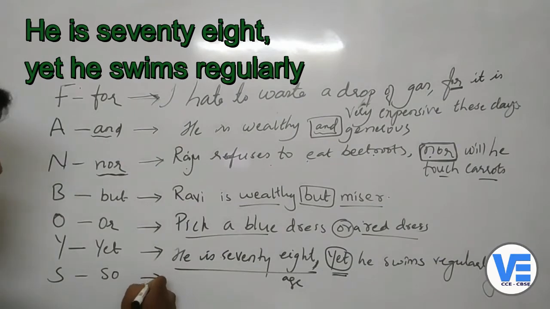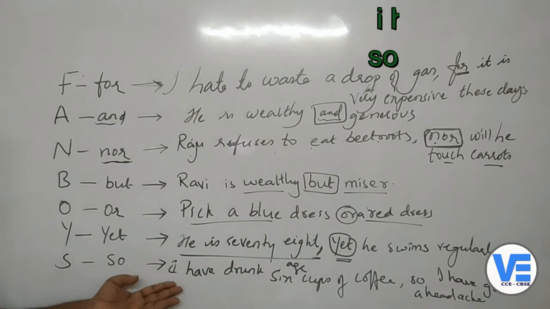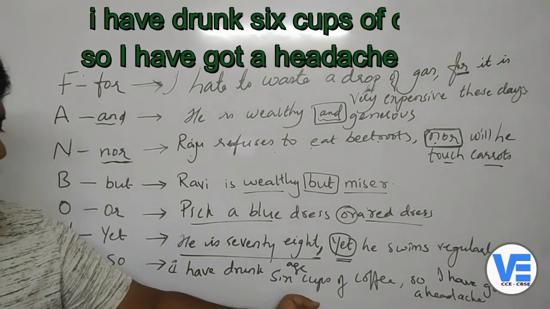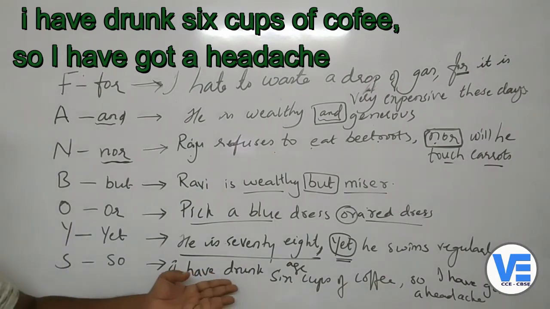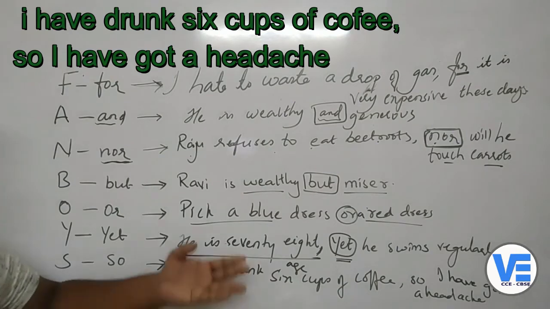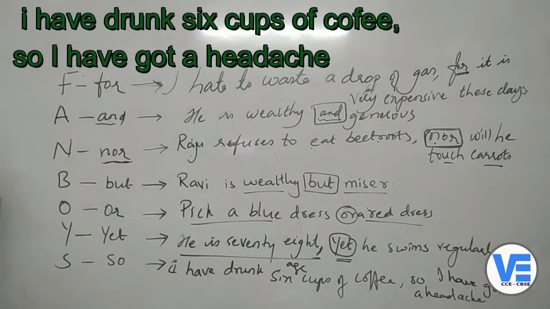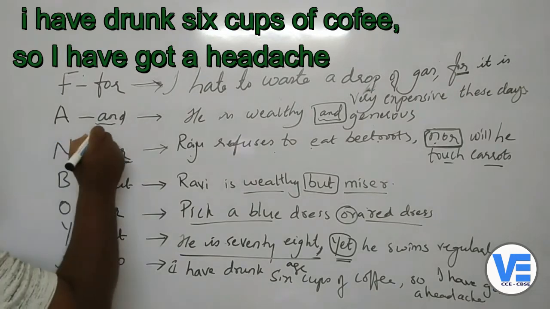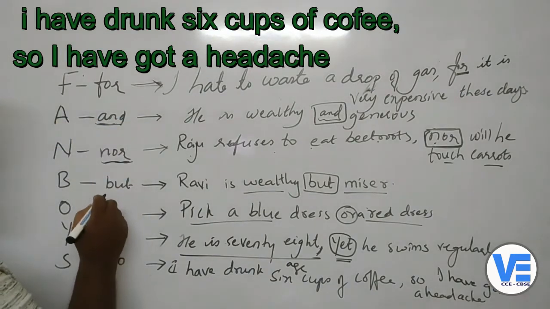So the last one is "so". Here also for the "so", I have taken one more example. I have drunk 6 cups of coffee, so I have got a headache. So these are all the examples of the coordinating conjunctions. Out of them, we will talk a little bit about the "and" and also the word called "but".